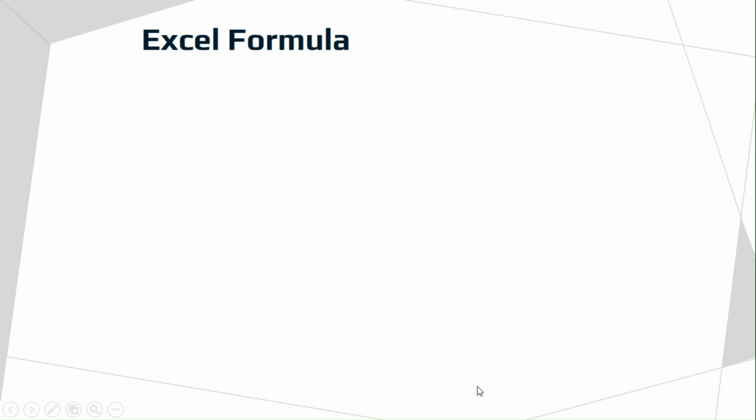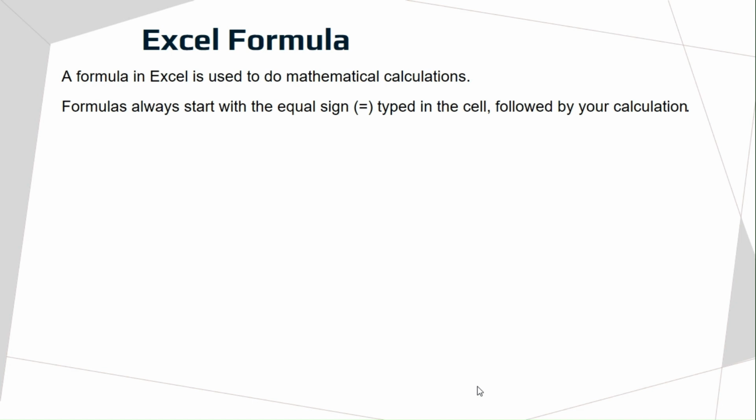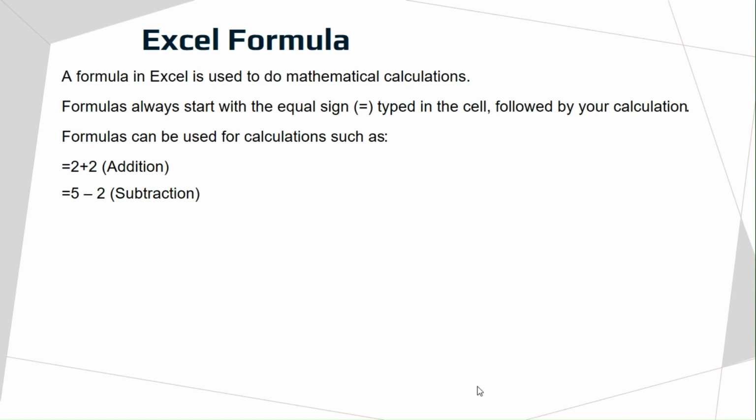In this lesson, we'll be discussing Excel formulas. A formula in Excel is used to do mathematical calculations. Formulas always start with the equal sign typed in the cell, followed by your calculation. Formulas can be used for calculations such as addition, subtraction, multiplication, division. Let's take a look at how you can apply these formulas to your data.